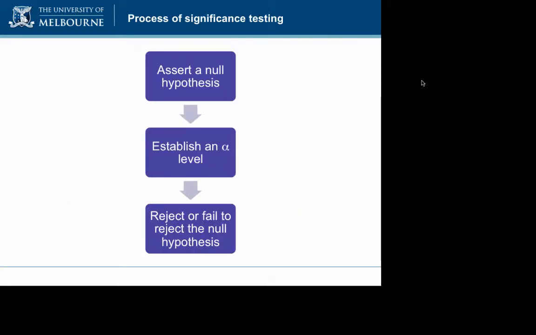So then, according to the alpha level, we either reject or fail to reject the null hypothesis. So by fail to reject, you mean accept, do you? We mean accept the alternative hypothesis. But because we are always looking from the perspective of the null hypothesis, we can either accept the null hypothesis, reject the null hypothesis, or look for an alternative.